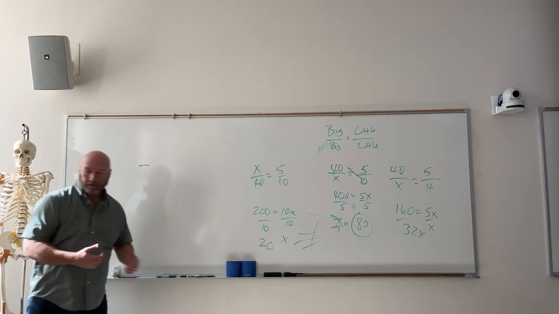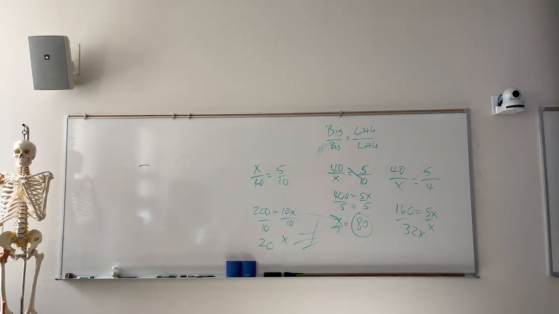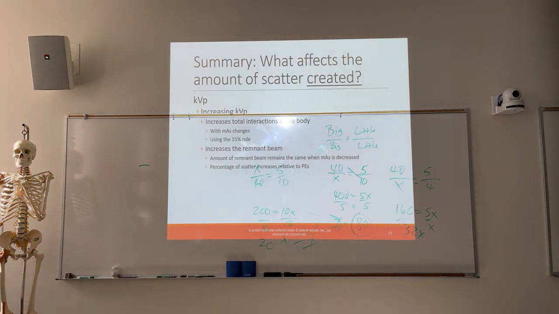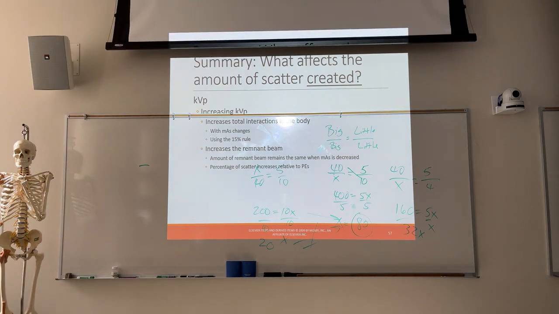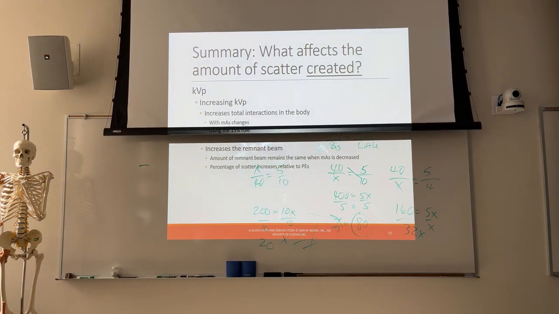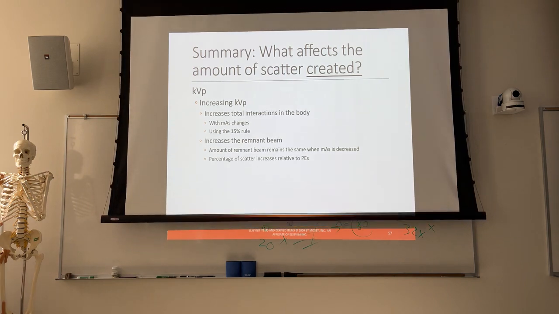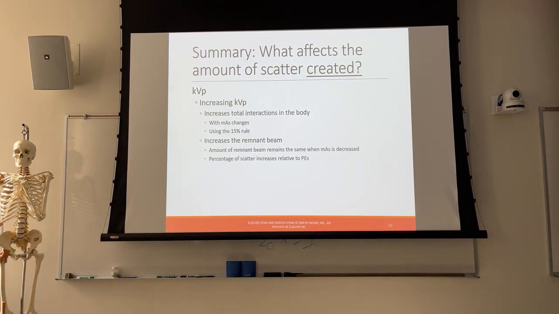Okay, so calculation of field size. All right, so this has all been about what happens as you expose more tissue to radiation, right? So kVp, or if you change the PE ratio. So what do we do to create more scatter in the X-ray beam? You expose more tissue, or change your kVp, specifically increase your kVp. If we increase our kVp, what happens to total interactions in the body? Well, they all go down, really, but our PEs go down faster than anything else.